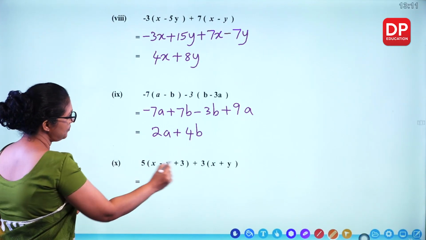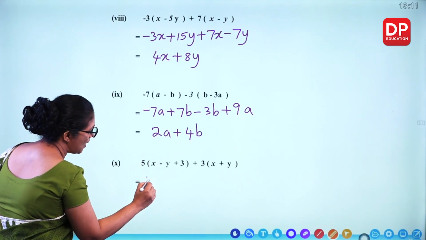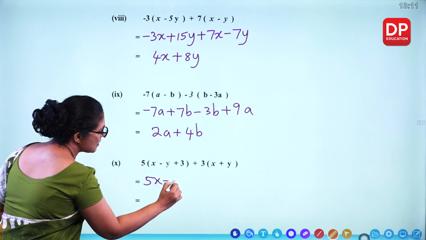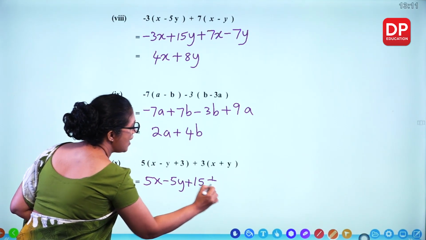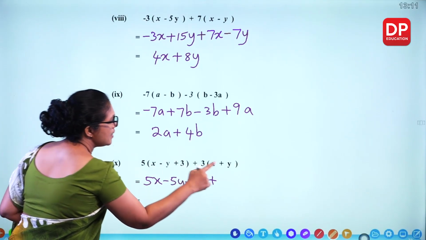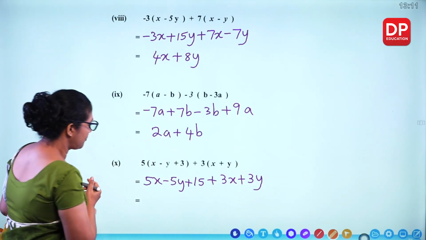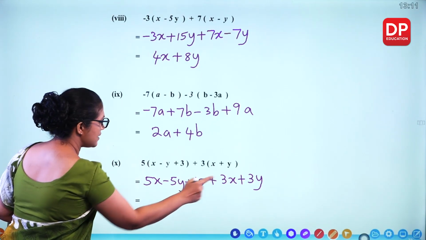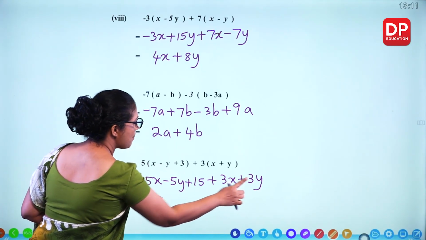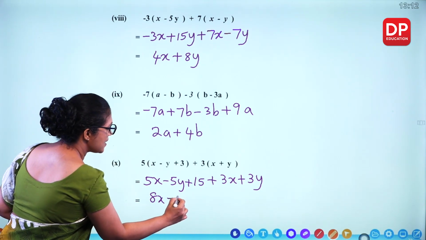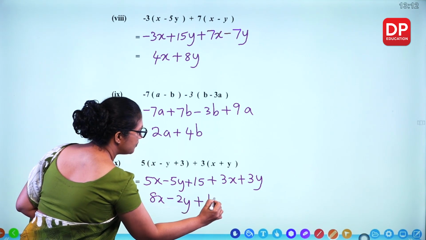Here, 3 terms, but you can do the same thing. Multiply by 5, 5x minus 5y plus 15 is this one. And then 3x and 3y. 5x and 3x, 8x. Minus 5y plus 3y, minus 2y, and 15 there.